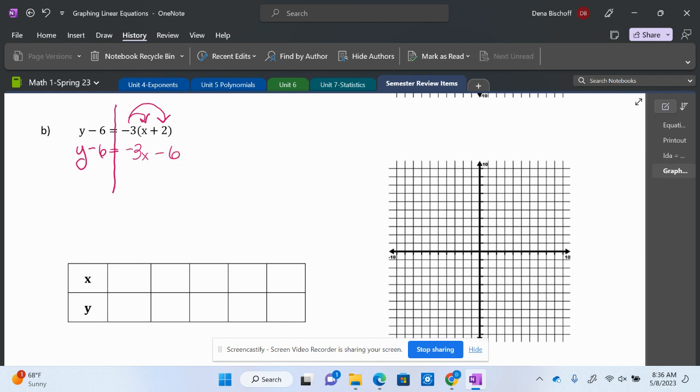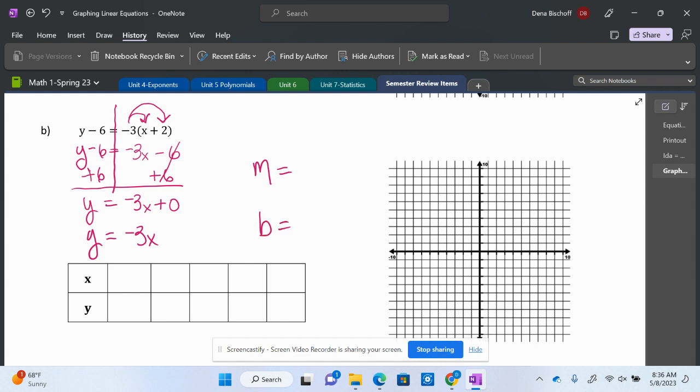And then what do I do? Still trying to get Y all by itself. Yes, sir. I'm going to add 6 to both sides. Plus 6, plus 6. So Y equals negative 3X plus 0. Do we typically write plus 0? Nope. But it's sometimes helpful to let you identify what your slope and your y-intercept is.